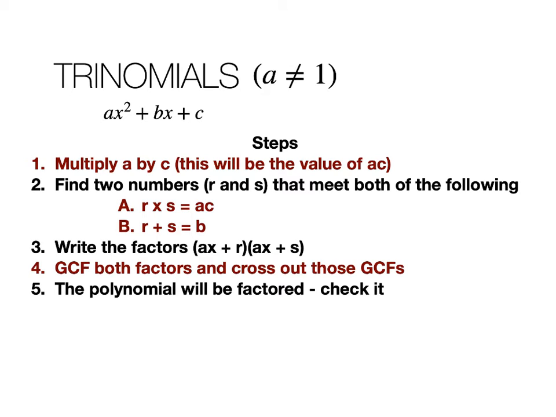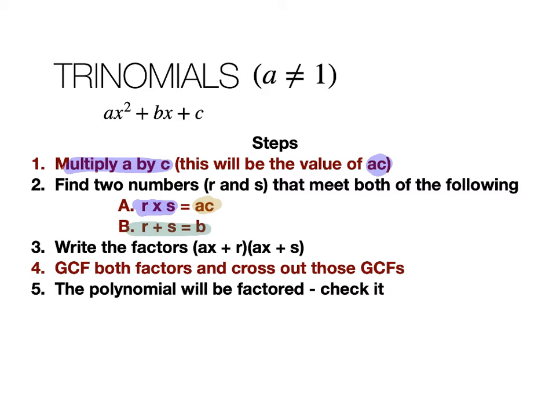And step number 1 is you want to multiply a by c. And we'll refer to that value as just AC, because a times c will just give you some number. Notice now, when you find your R and S, instead of them multiplying to give you C, they multiply to give you this new number we calculated, A times C. But your R plus S still has to be equal to the B value. So the only thing we're changing is what they have to multiply to.